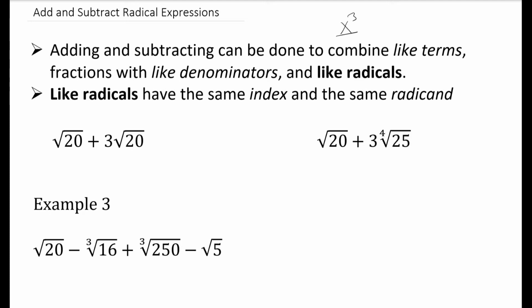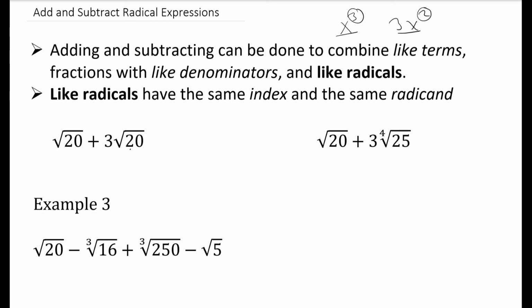In this case, x cubed and 3x squared are not considered like terms because they don't have the same power. In this example on the bottom, this has an index of 2 and this has an index of 2, and they have the same radicand, which is 20, so these are considered like radicals. Therefore you can combine them. Since they have the same index and everything, we can collect them together.